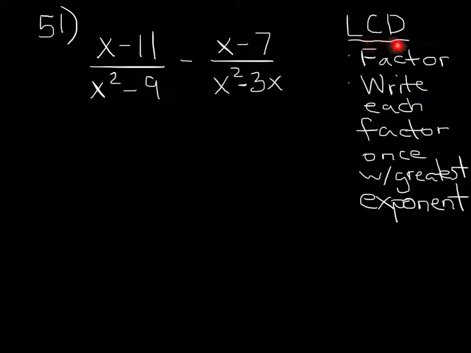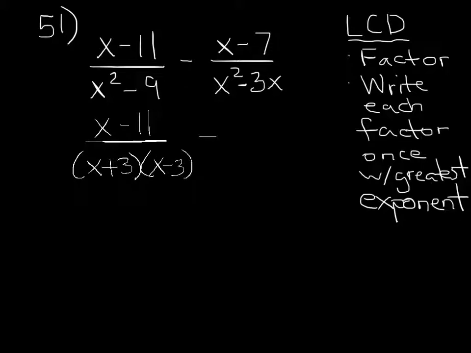I know to make a lowest common denominator, the first step is to factor the denominators. So I'm going to rewrite this so that the denominators are factored. x squared minus 9 is a difference of two squares, so it would be x plus 3 times x minus 3. And then on the second rational expression, I notice I have a common factor of an x. So I factor out an x and I have x times the quantity x minus 3.